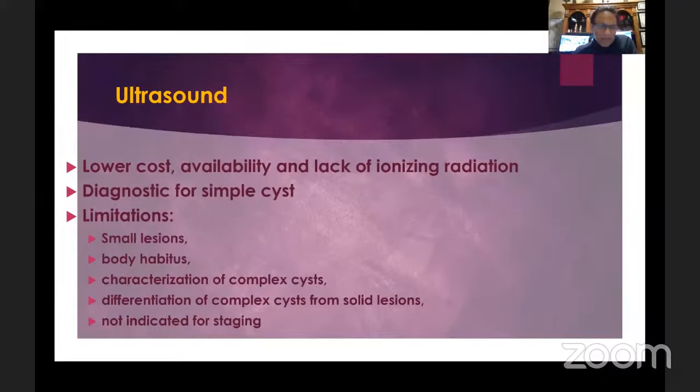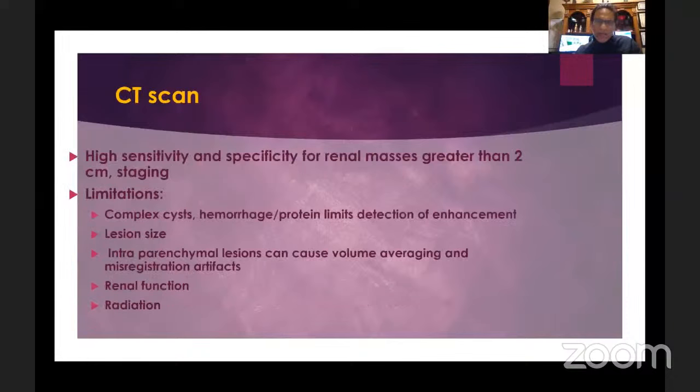As we know, ultrasound is very cost-effective. It is very diagnostic for simple cyst. However, it has its limitations with smaller lesions, patient's body habitus, characterizing complex cystic masses, differentiating complex cystic masses from solid lesions, and it cannot stage the disease.